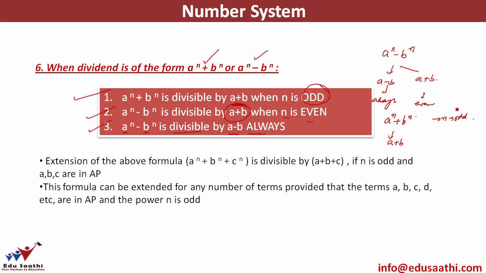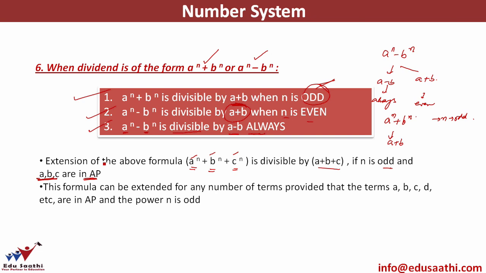If instead of 2 terms I have 3 or more, a raised to power n plus b raised to power n plus c raised to power n, and so on. If n is odd, the same rule applies: it will be divisible by a plus b plus c plus d. So it will be divisible by a plus b plus c if n is odd.